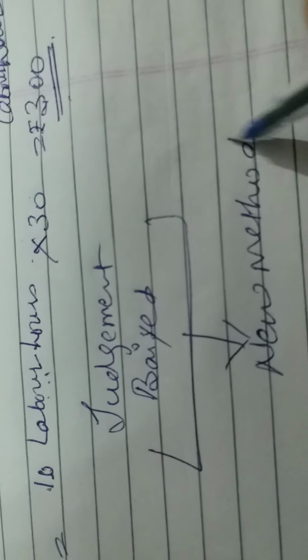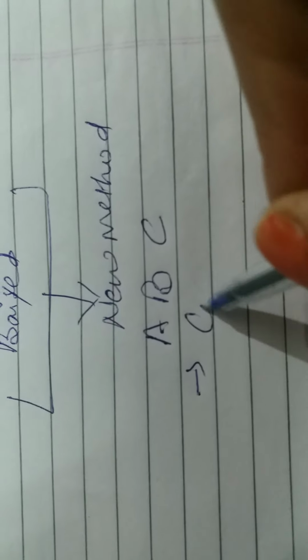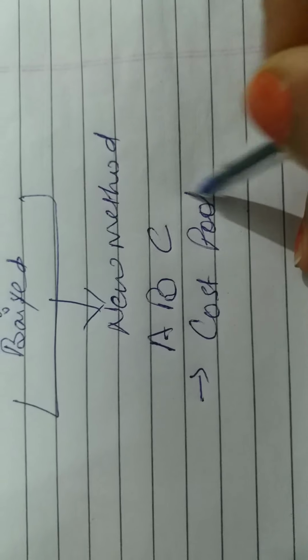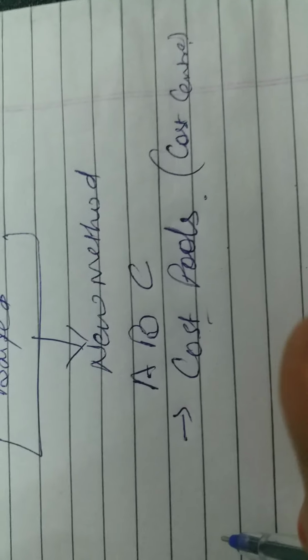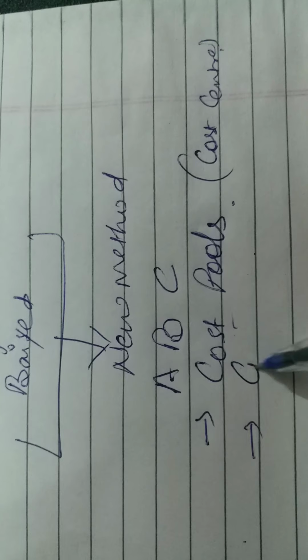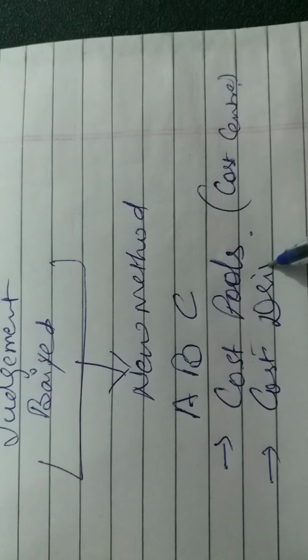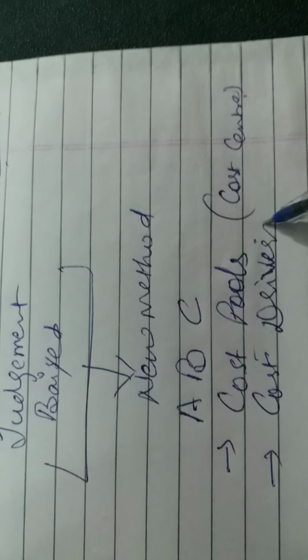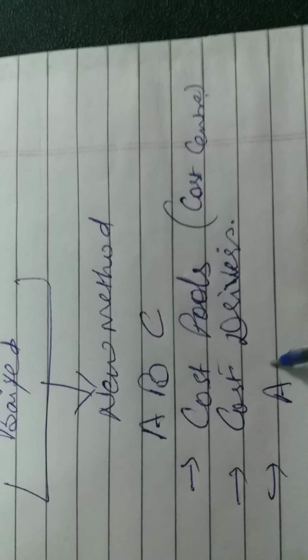So what is the new method? The new method is activity based costing. It says we should first check what the cost pools are, the cost centers where the cost is being accumulated. Then the cost drivers, meaning which thing leads to an increase in the cost. Then the activities.